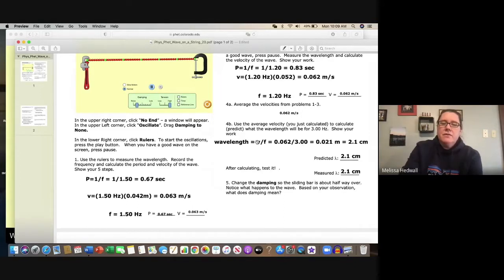And so we're going to take this speed. So wavelength equals V divided by F. So velocity divided by frequency. So we'll take the velocity that we just got, 0.062 meters per second. We'll divide that by a new frequency of 3.00 hertz. And it tells us by that calculation that it should be 2.1 centimeters.